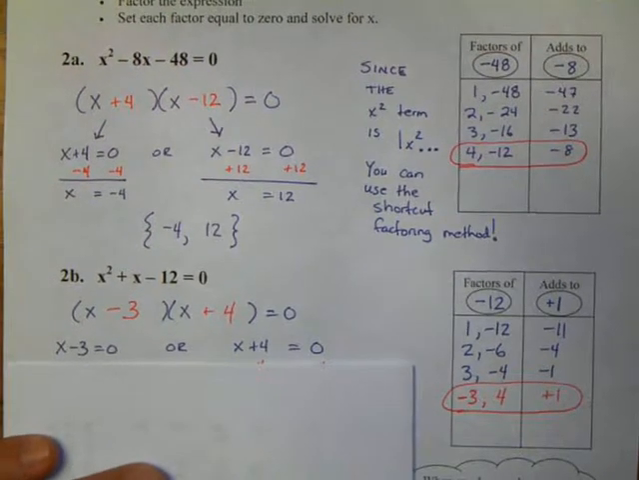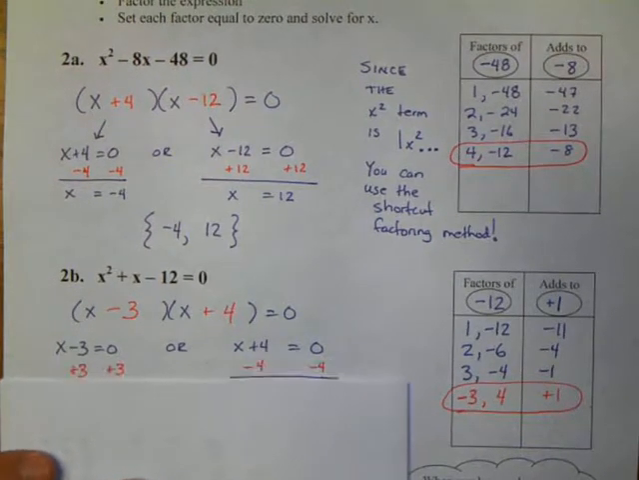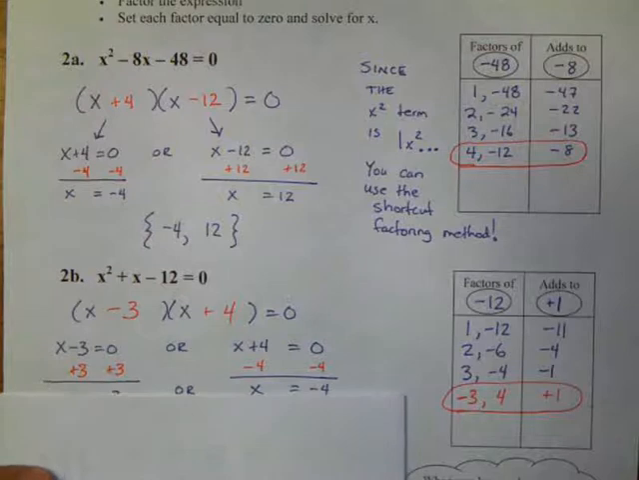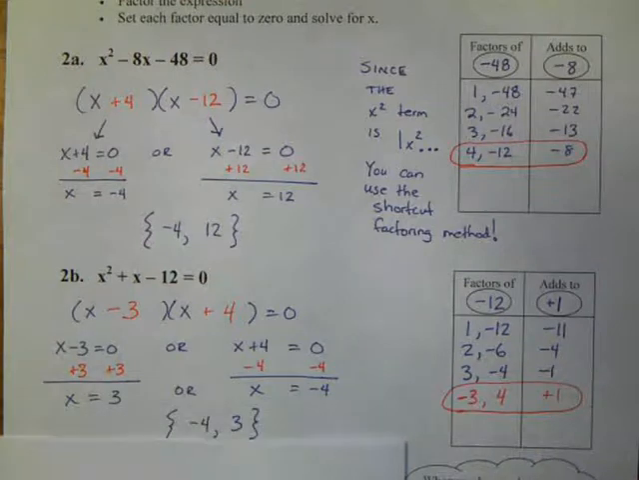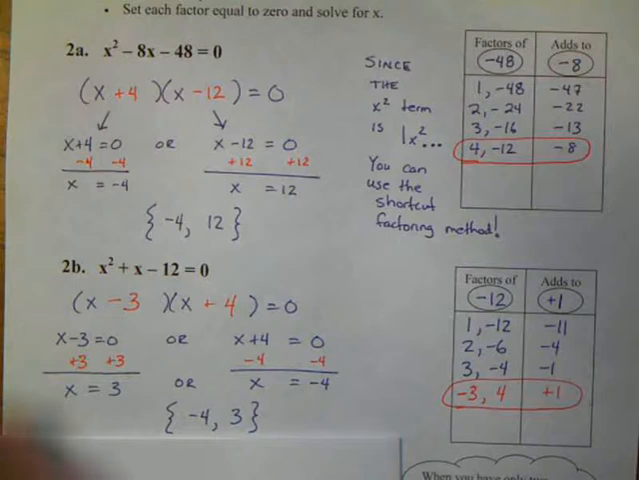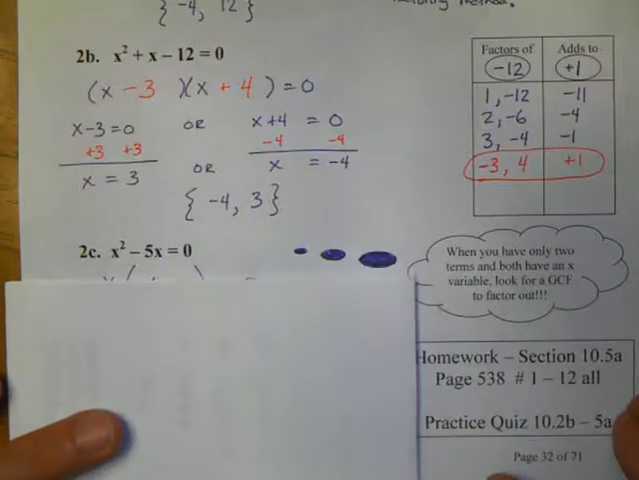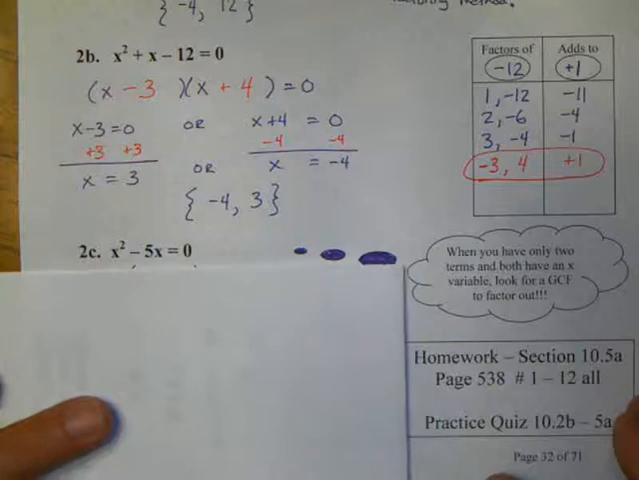I split this up and set each one equal to 0, and now I'm going to solve each one from there. I'm going to add 3 to both sides and subtract 4 from both sides, giving me my answers of x equals 3 and x equals negative 4. I write this as a solution set, and I have negative 4, 3.